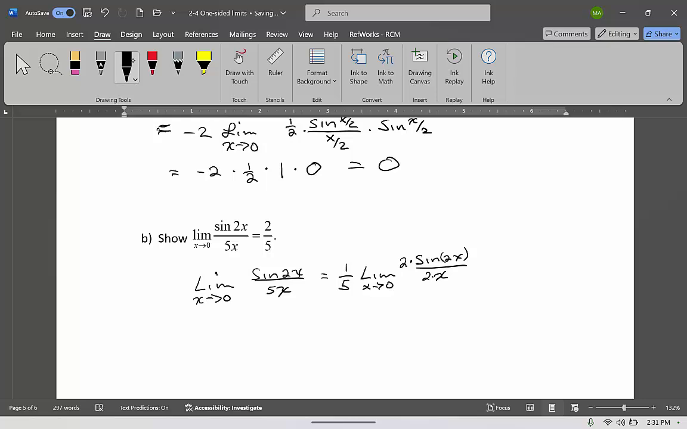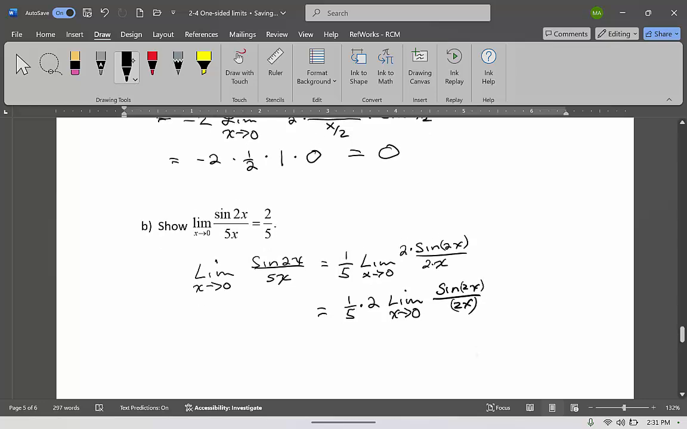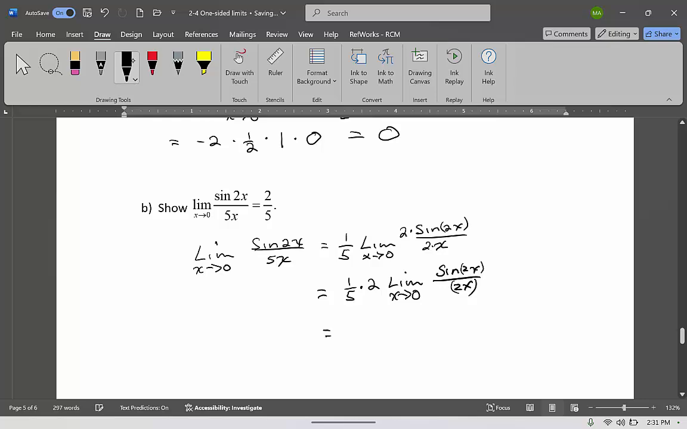And so this gives us 1/5 times 2 times the limit as x approaches 0 of the sine of 2x over 2x. And now, according to our theorem, once these two things match like this, then we know that that limit is equal to 1. So this is just 1/5 times 2 times 1, which is 2/5, which we were asked to show.